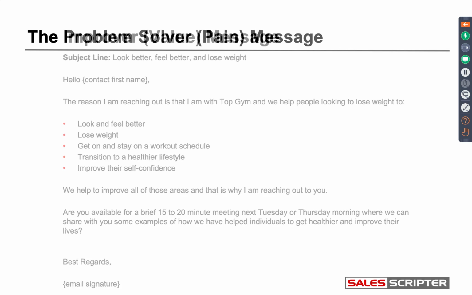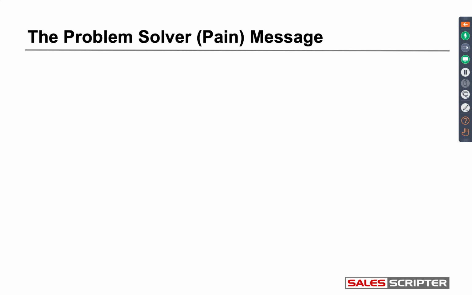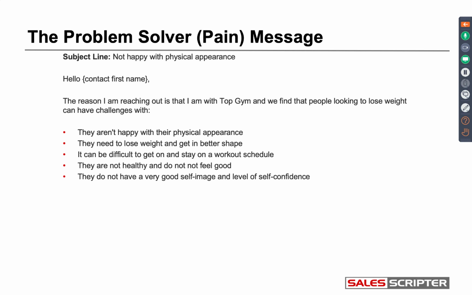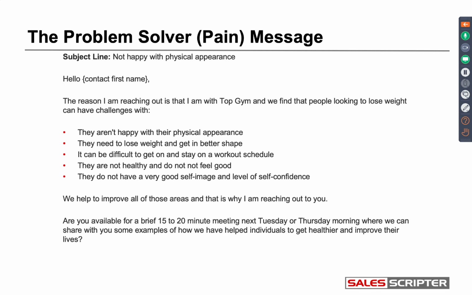So that's one template. The next template is what we call the problem solver. This is a pain message. Again, you can see the subject line here: not happy with physical appearance. It's not that great of a subject line, but it might not trigger that instant delete. Hello, contact. The reason why I'm reaching out to you is I'm with Top Gym, and we find that people looking to lose weight can have challenges with pain point, pain point, pain point, pain point, pain point. We help to improve all those areas, and that's why I'm reaching out to you. Are you available for a brief? And then there's the closing, and that's the email template.